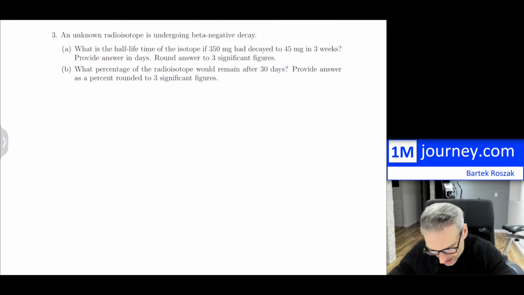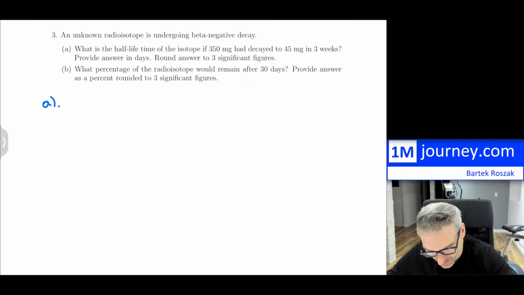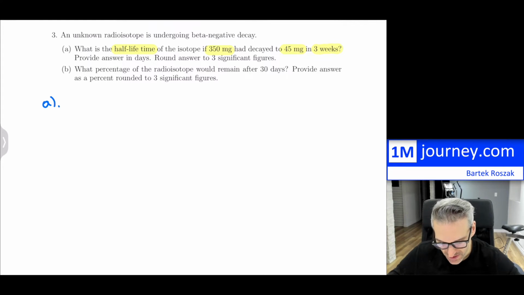So let's tackle part A first and let's see what they're asking us. Now, we don't know what this is, not that it matters. So within here it says, what is the half-life time? So we want to know what the half-life time is of an isotope. This would be, I guess, a radioisotope that starts off with 350 milligrams and it decays to 45 milligrams in 3 weeks. Provide your answer in days and then round it to 3 significant figures.